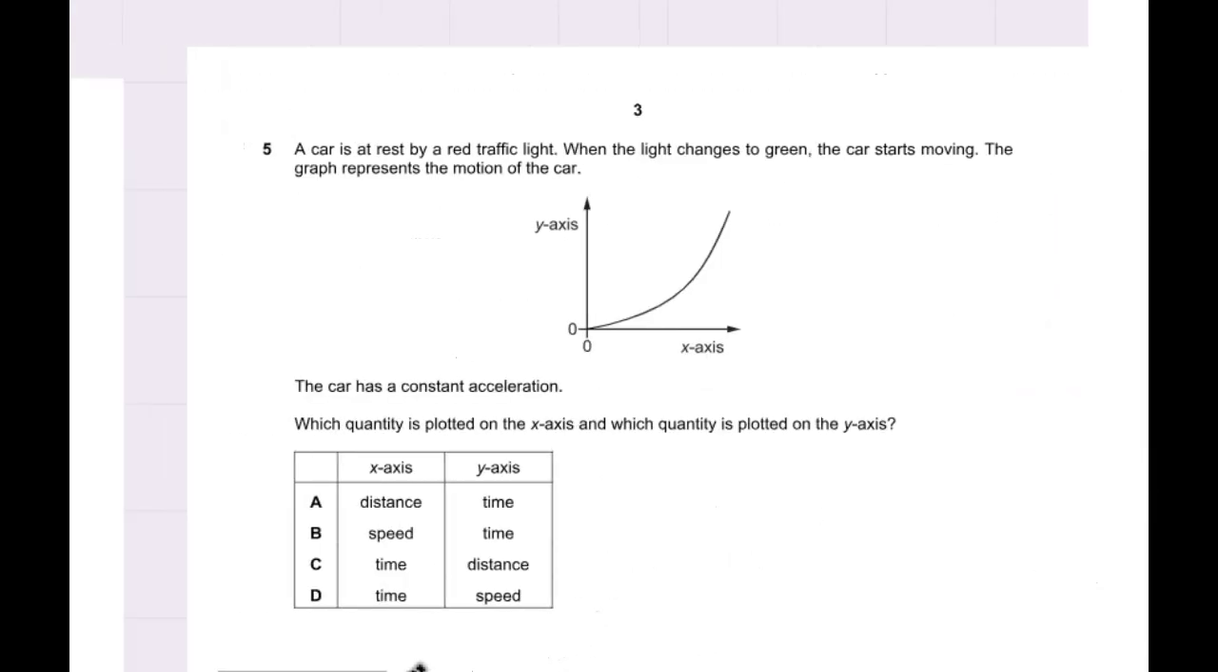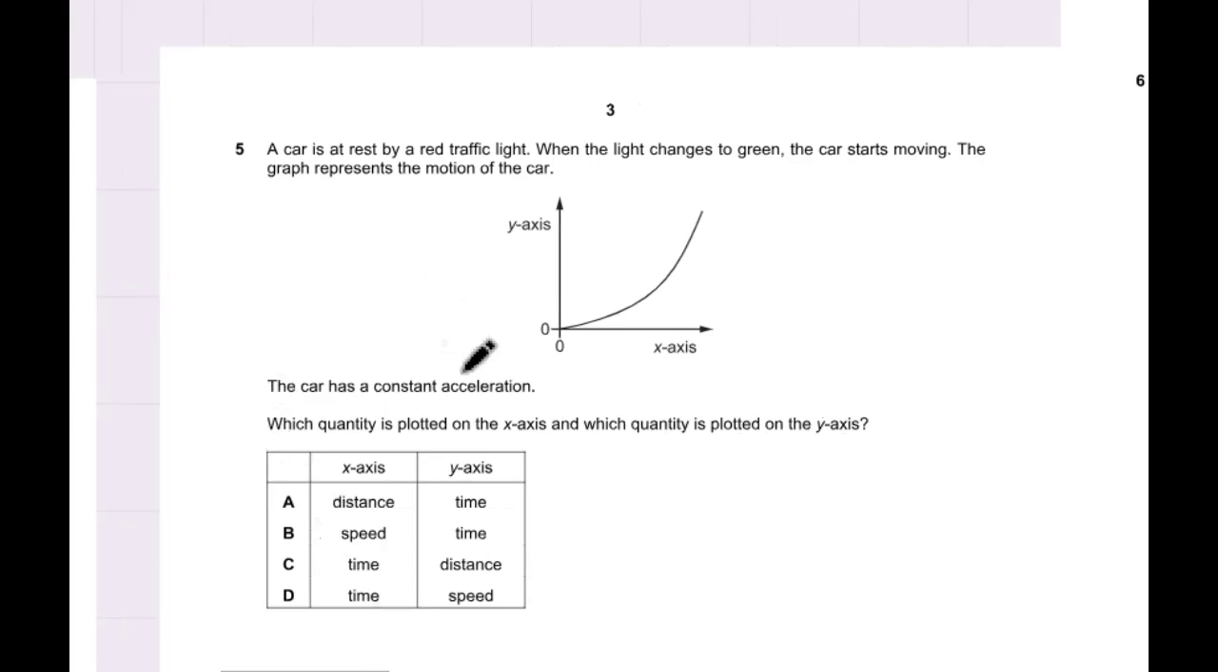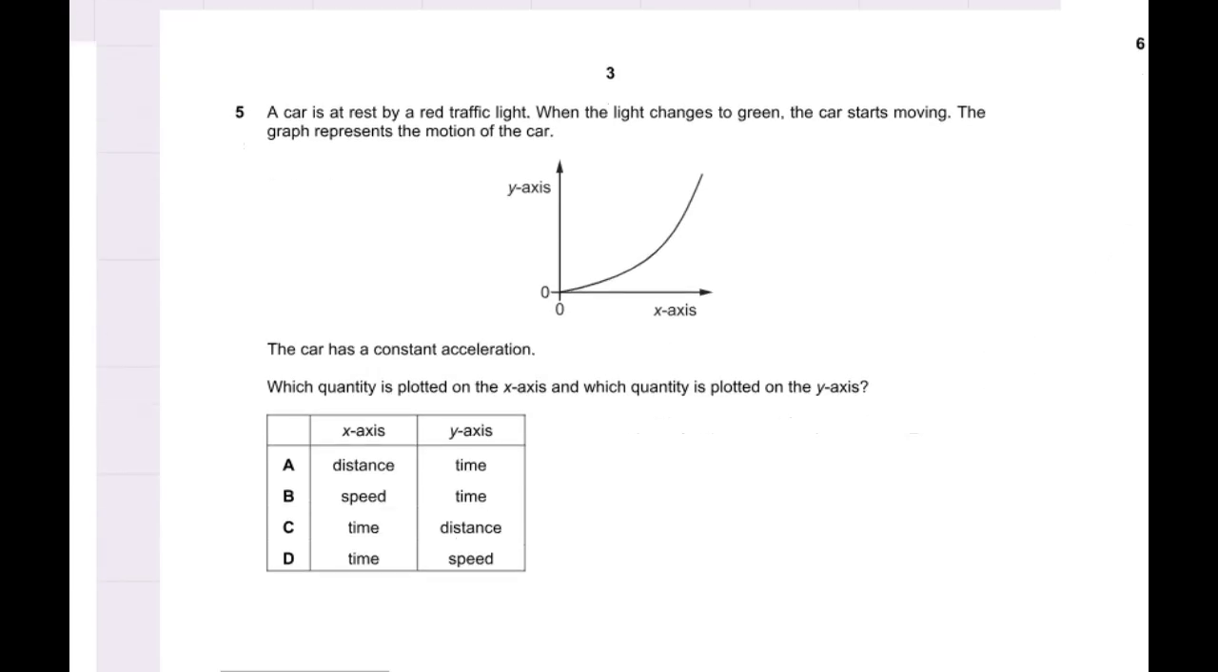Question 5. A car is at rest by a red traffic light. When the light changes to green, the car starts moving. The graph represents the motion of the car. The car has constant acceleration. Which quantity is plotted on the x-axis and which quantity is plotted on the y-axis? One thing we should all know is that the x-axis always has the independent term. Here the independent term is time, so the x-axis will be time. So the answer will be either C or D.